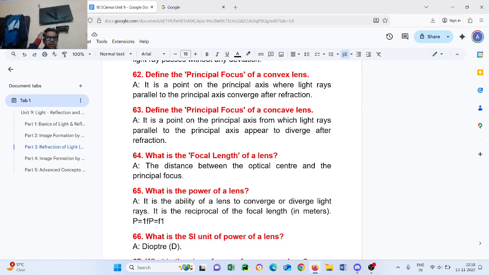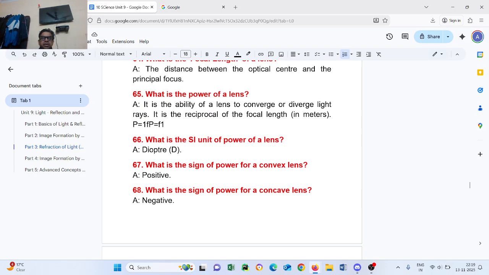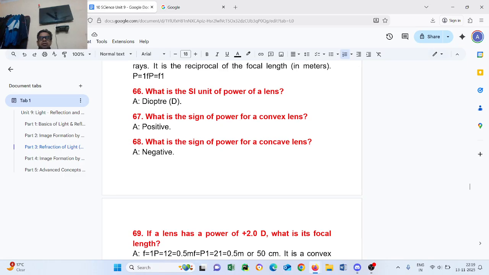Question number 65. What is the power of a lens? It is the ability of a lens to converge or diverge light rays. It is the reciprocal of the focal length in meters, P = 1/f. What is the SI unit of power of a lens? Diopter. What is the sign of power for a convex lens? Positive.